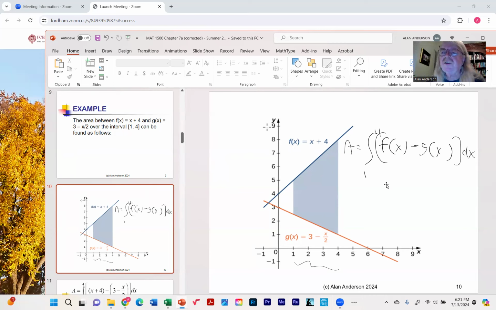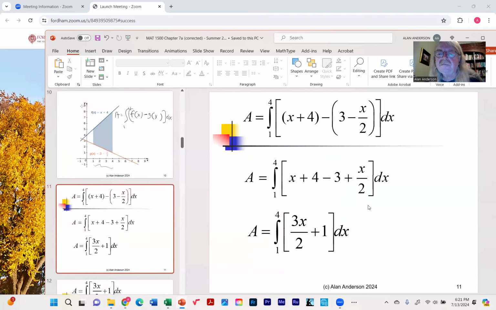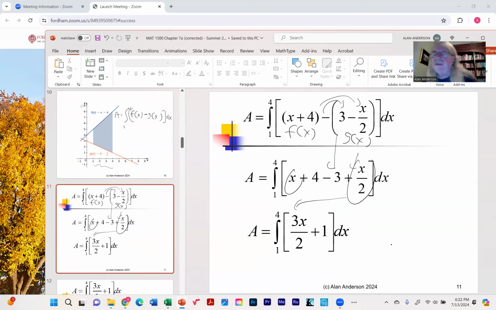Okay, so now it's just a question of correctly setting up this problem by substituting the functions, solving for the difference, and then integrating from 1 to 4. So this is f of x. This is g of x. So of course we have to be careful with the negative here. Make sure you've got -3 and positive x over 2. And then when you combine all these terms, you'll see that the x and the x over 2 adds up to 3x over 2, and these two add up to 1.